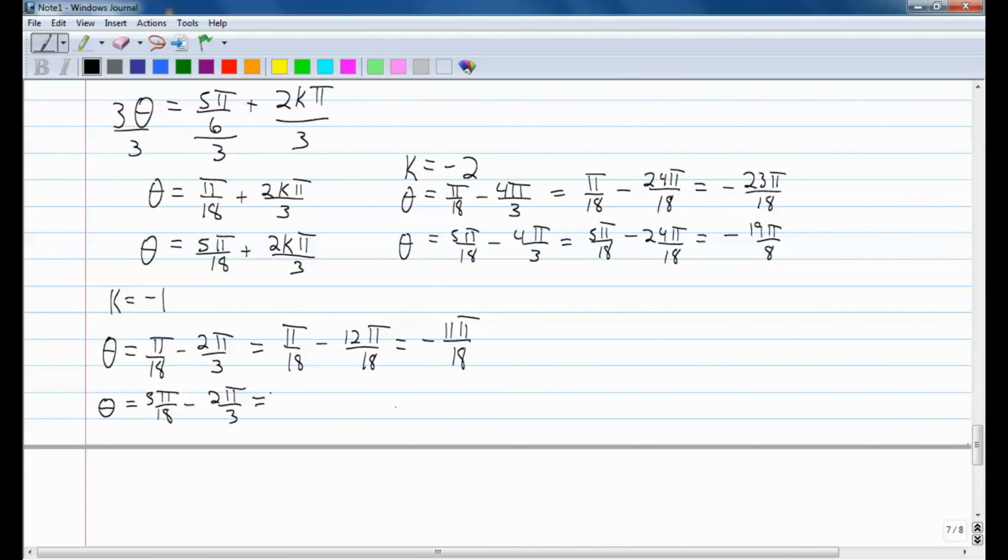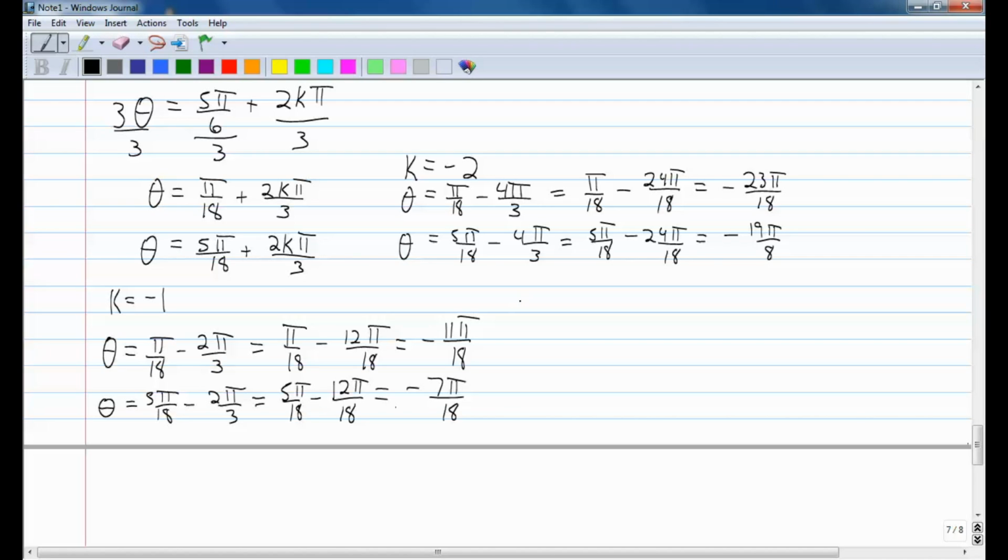This one here should probably be a little closer. Let's see. 5 pi over 18 minus, again, that's 12 pi over 18, so negative 7 pi over 18. That's still negative, though, so we don't take that answer. Now, it just so happened that plugging in negative values for k ended up not giving me an answer that I could use, but I still need to check and make sure.